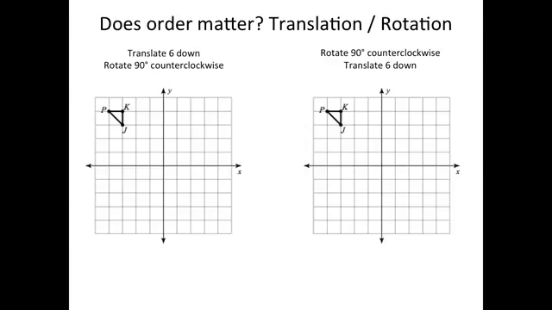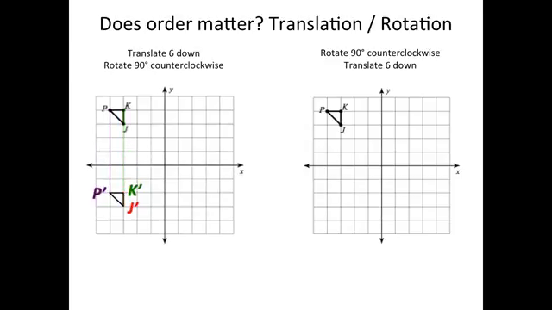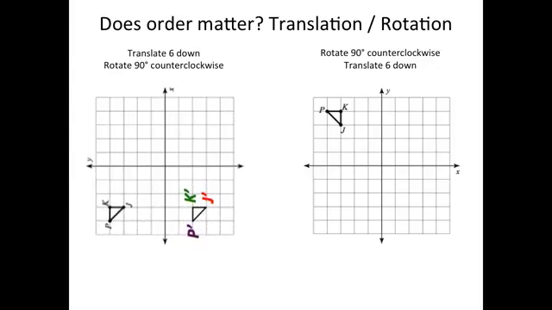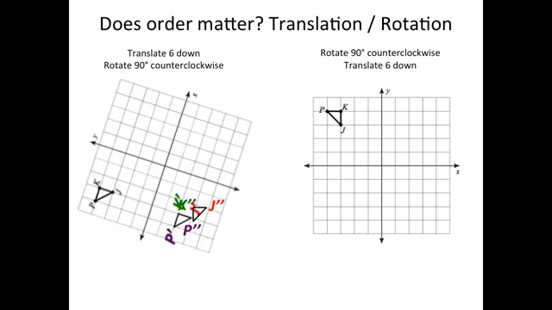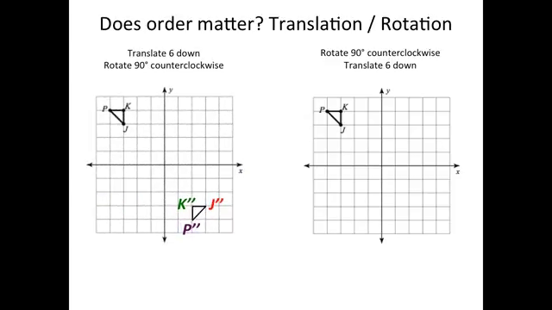So first we have to go 6 down, mark my point, 6 down, mark my point, 6 down, mark my point, put in my triangle, get rid of all those intermediate steps, and there is my triangle 6 down. Now I need to rotate 90 degrees counterclockwise, so I'll rotate that whole paper around, draw in my new points, J double prime, K double prime, and P double prime, put in my triangle, put the paper back, get rid of that intermediate step, and there is the example of translating 6 down and then rotating 90 degrees counterclockwise.